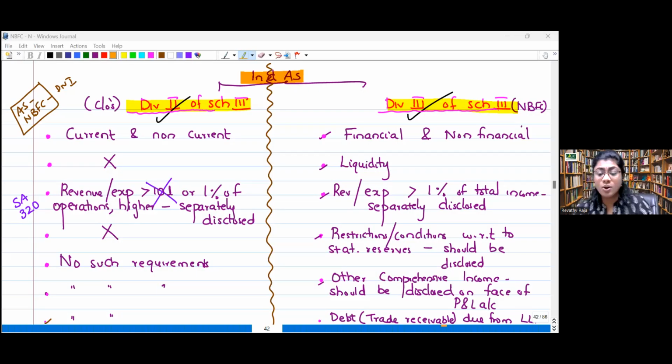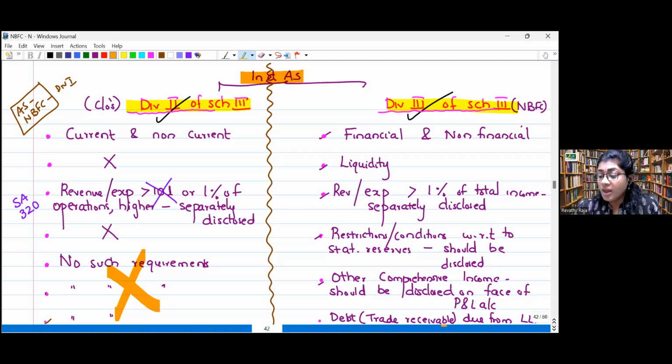Other comprehensive income on the face. Then reserves utilization should be disclosed. LLP, debt due in which a director is a partner or member. Receivables having significant. This is only for which division, which I said, OCI, all these things. It is only for NBFC's Division 3, not for the usual company division.